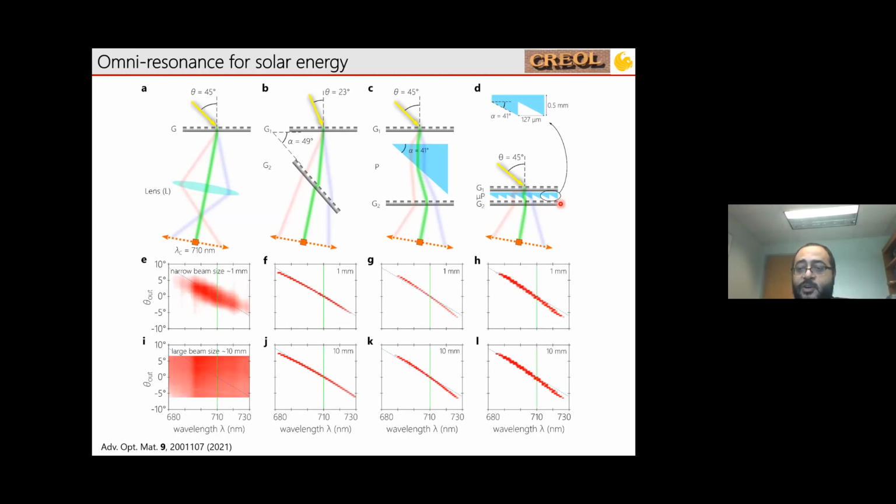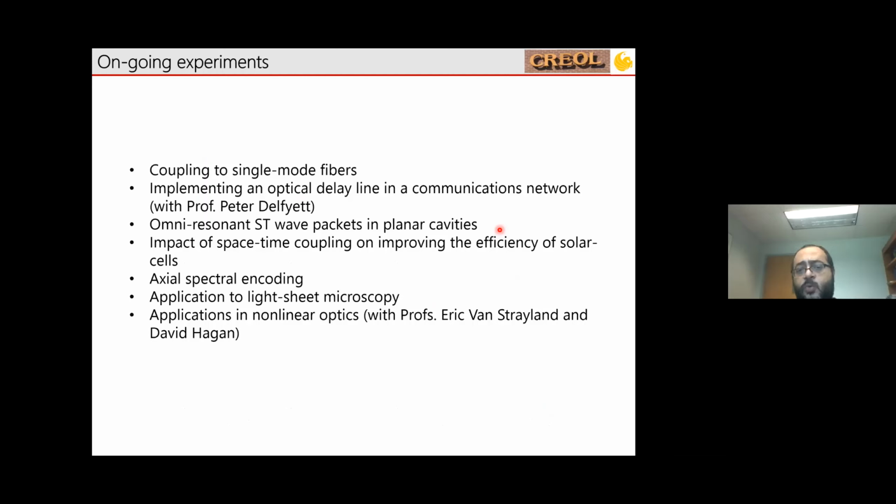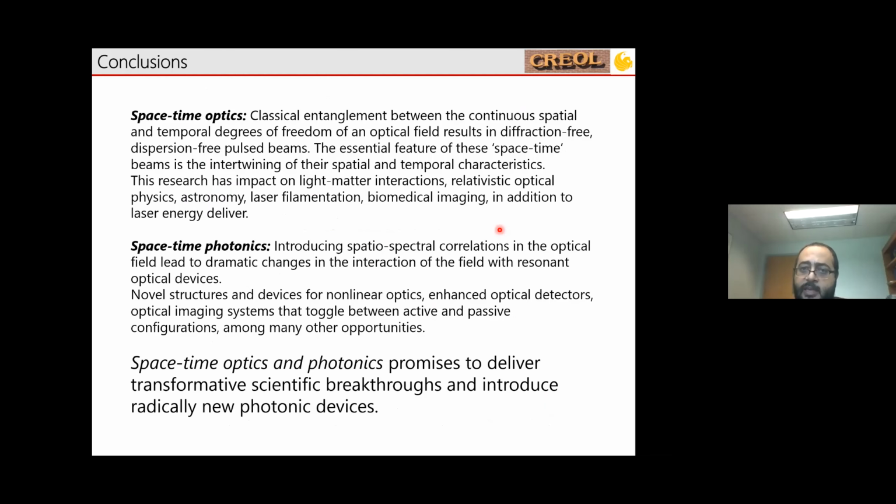So with that, the current work we're doing, we're now coupling these into optical fibers. We're working on injecting them into an actual optical communication network type scenario. We're starting to look at nonlinear effects, application to light sheet microscopy, etc. So hopefully the message I've delivered today can be summarized in the following two conclusions.